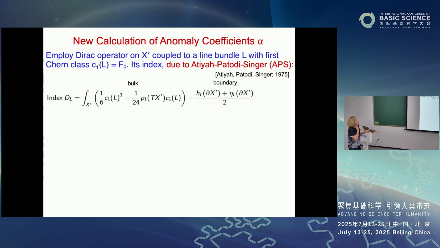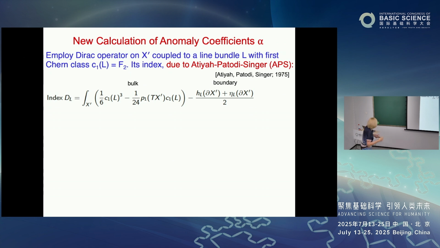This is the famous Atiyah-Patodi-Singer index that is associated with this type of Dirac operator. So this index has two parts. The bulk part of this extra space that has now this first Chern class and Pontryagin class. This is the bulk part, and it has the boundary. And the boundary is built out of two terms.